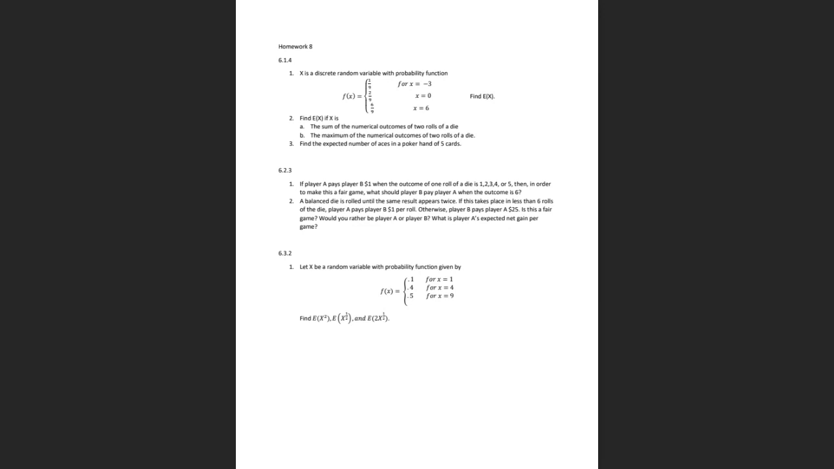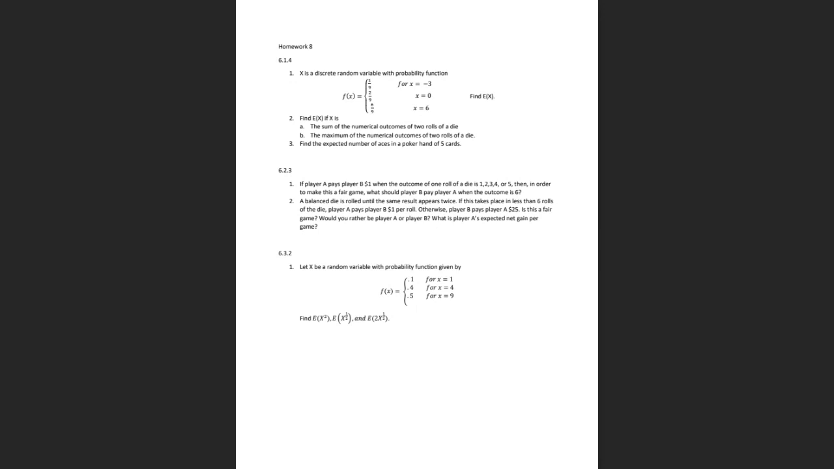Okay, number two, right? You said 6.2.3, number one. Yeah. Okay, good. So it says if a player A pays player B $1 when the outcome of one roll of a die is 1, 2, 3, 4, or 5, then in order to make this a fair game, what should player B pay player A when the outcome is a 6?